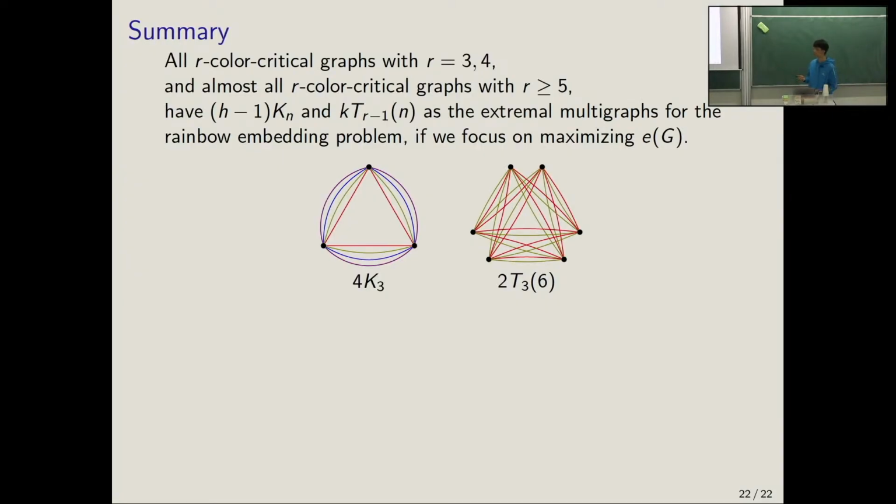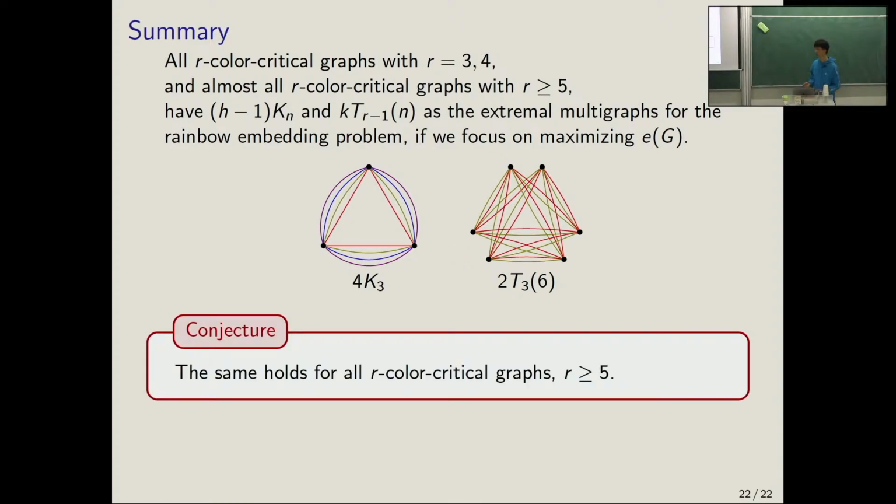So to summarize, what we showed is all color critical graphs with r equals 3 or 4. The case when r equals 3 was actually proved before. And almost all color critical graphs with r greater than or equal to 5, they have those two natural constructions, H minus 1 times Kn or k times the Turán graph, as the extremal multigraphs for this kind of rainbow embedding problem. And this kind of problem means we focus on maximizing the total number of edges. Here, for those who forgot what they were, I gave the picture of them. And still we have the unknown conjecture. The same holds for our color critical graph when r is greater than or equal to 5.